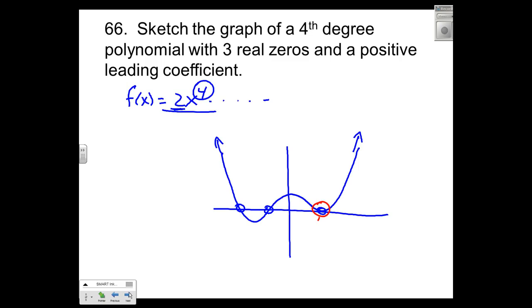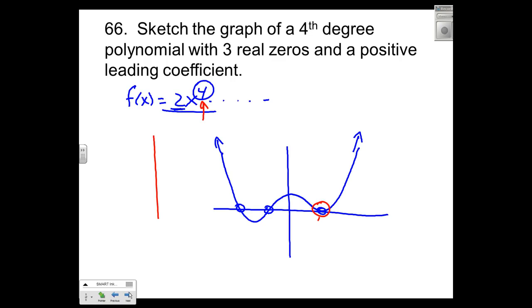An even degree polynomial, which doesn't necessarily have to be an even function, can only have, if we're counting multiplicity, an even number of zeros considering multiplicity.